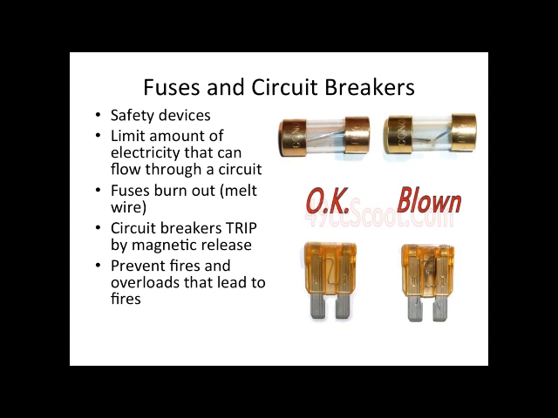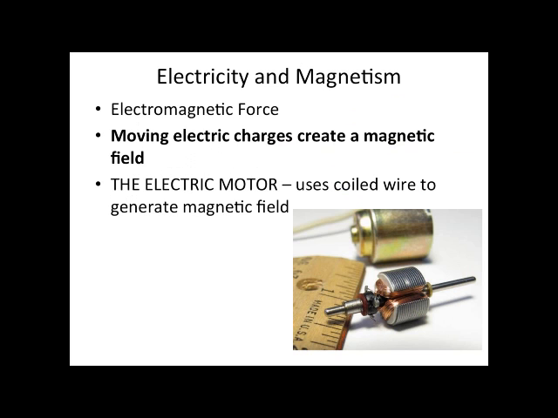Fuses and circuit breakers are safety devices. They are rated to a certain current. When they exceed that current, they melt or break or burn out, or in the case of circuit breakers, they'll flip or trip open. They're held by magnetic release, so when the current gets too high, the magnetism changes and they open up. These help prevent fires and overloads that can lead to fires. So circuit breakers and fuses are primarily safety devices rated by current. When they exceed that current, they burn out or open up and keep fires from happening.